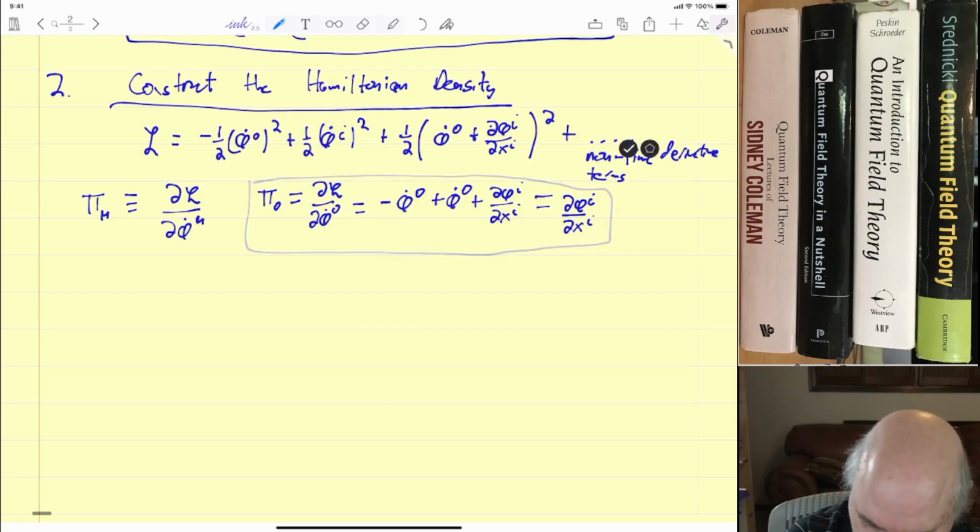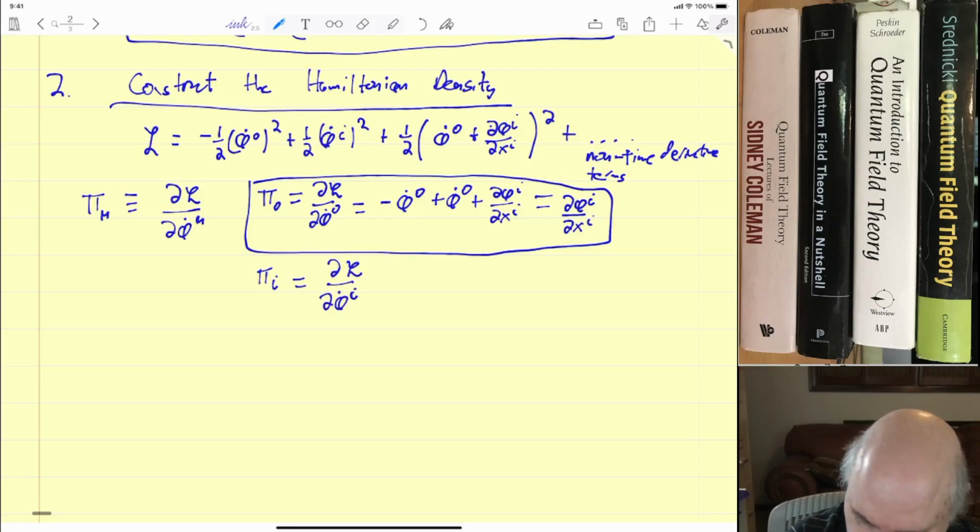Okay. And pi I is equal to the derivative of the Lagrangian with respect to phi dot I, the derivative of the space components of phi. And this just comes from this term over here. This is equal to phi dot I. Okay, so we'll box this as well.